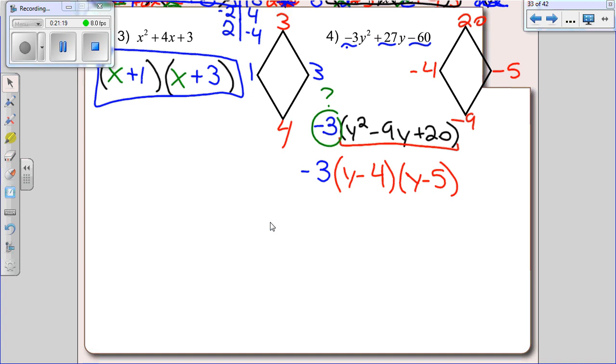Where's the 4 and 5? The 4 and 5, good question. The sides of the diamond, these numbers, created these numbers right here. I got them because they're the 2 numbers that multiply to be 20 and add to be negative 9. So that's how I figured out what they were. Any more questions?